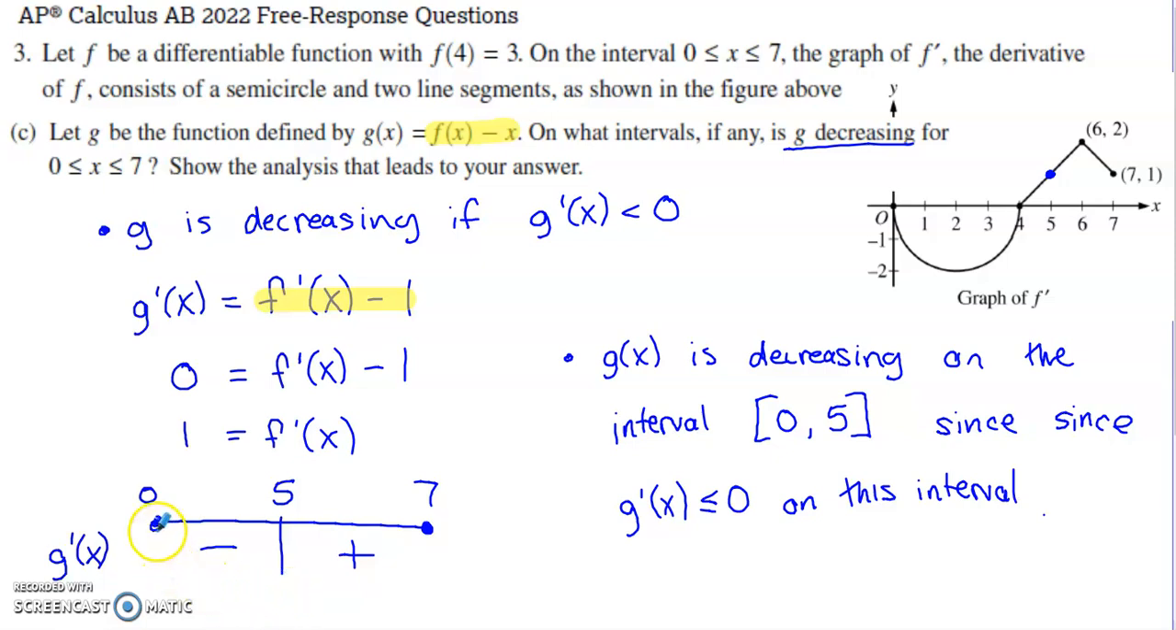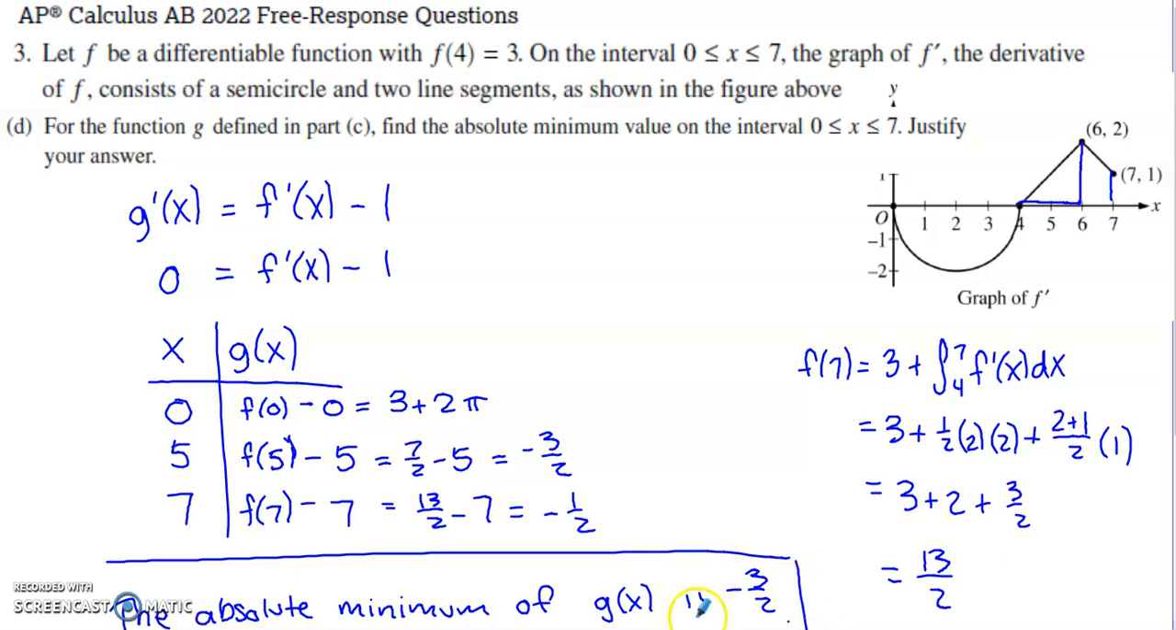In this case, we're okay. Decrease from 0 to 5, increase from 5 to 7. The absolute minimum has to happen at the x of 5. We go ahead, we make sure we recognize that the y value there is -3/2, and we're good to go that way too.